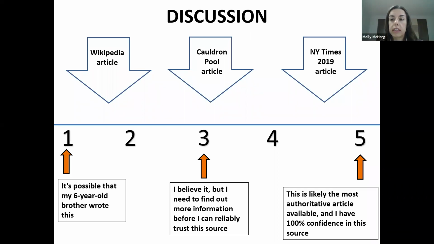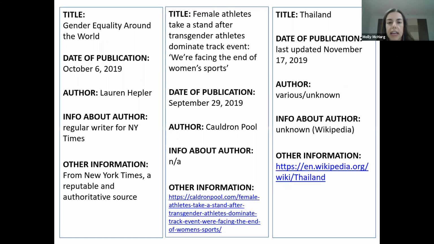So, coming back to the slide on your screen now, this is just an example of what maybe ours would look like. Maybe we have Wikipedia somewhere between 1 and 2, the Cauldron Pool article, and then the New York Times article closer to the other end. But let's say, okay, here I've given you the same information. It's just in a different format.